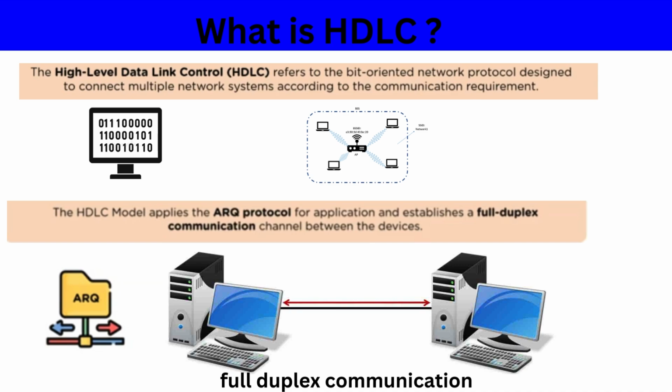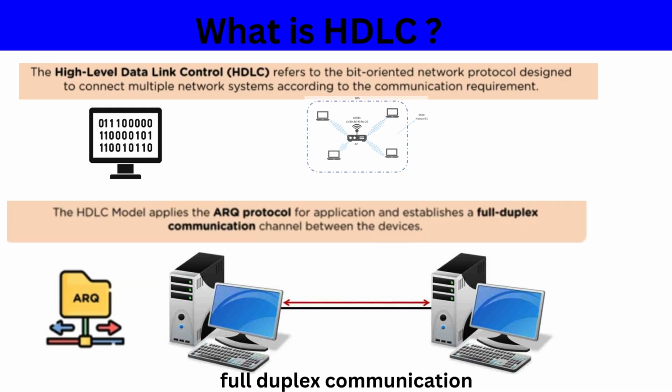And cut to the full duplex communication diagram. See guys, another key feature of HDLC is full duplex communication. This means data can flow in both directions simultaneously, like a two-way street. And HDLC is widely used in various network environments, from simple point-to-point connections to complex networks with multiple devices.